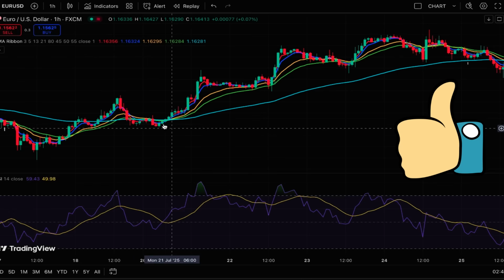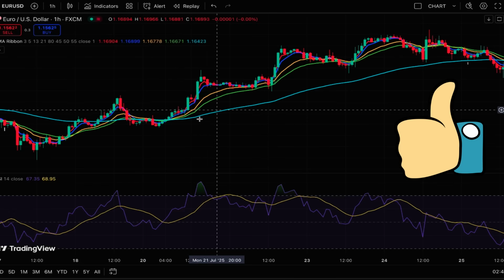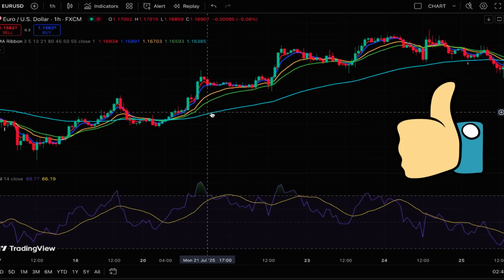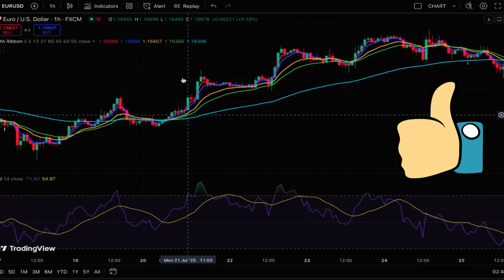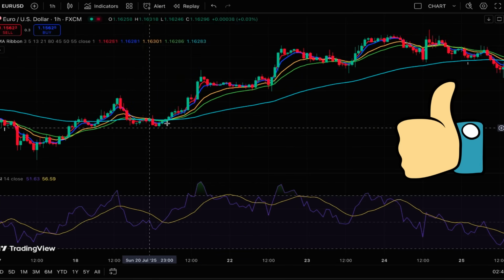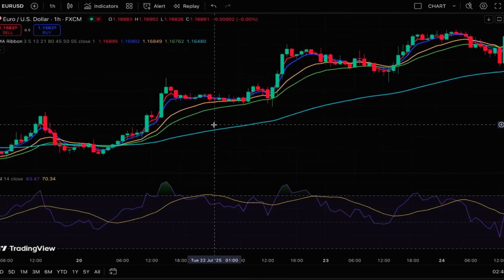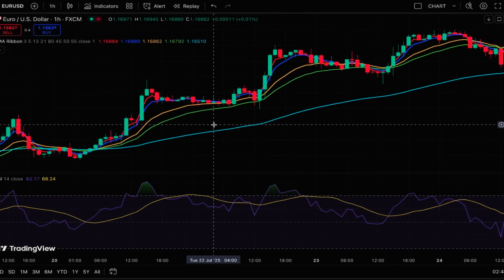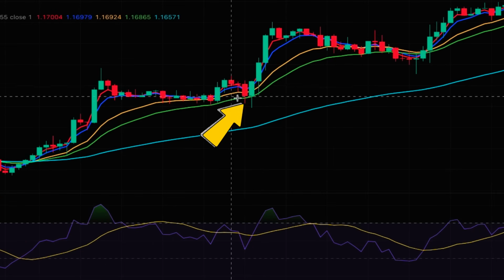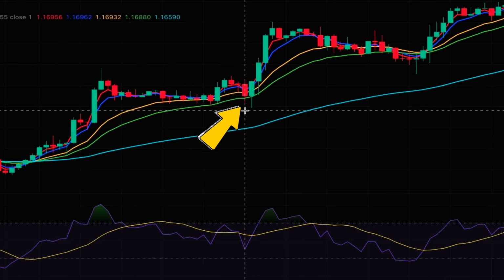So here we have our first condition, which is the price is already above EMA 80, and before that the price made higher high and higher low. Alright, now in the second step we should wait for a pullback. We want the price to go below the green line, and this is the signal for a pullback.